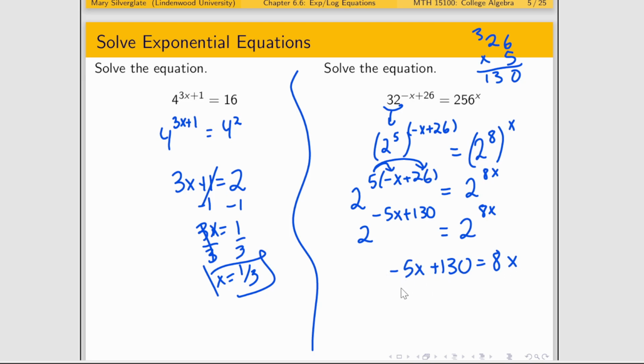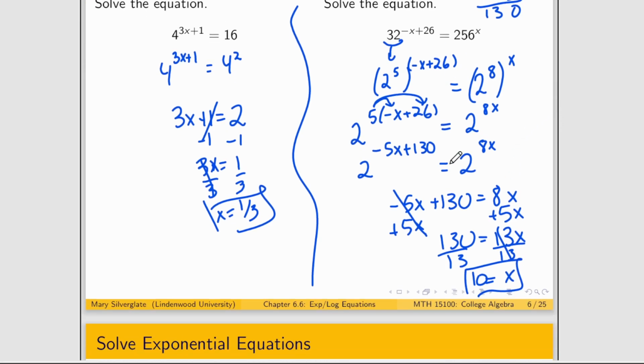I want to undo adding negative 5x by adding positive 5x to both sides. Negative 5x plus 5x makes 0. I'm left with 130 is equal to 13x. Then I want to undo multiplying by 13 by dividing by 13 on both sides. So then x is equal to 10 as my final answer.